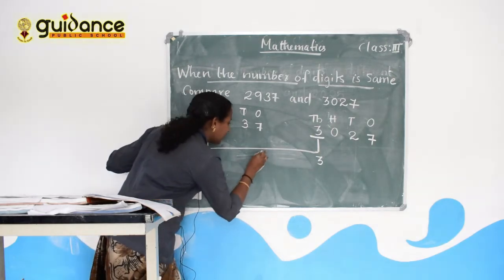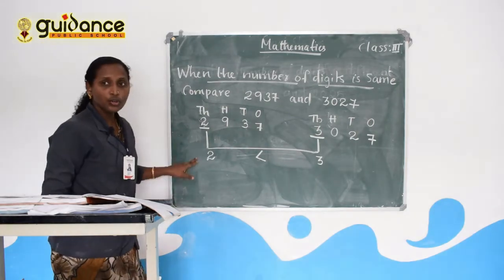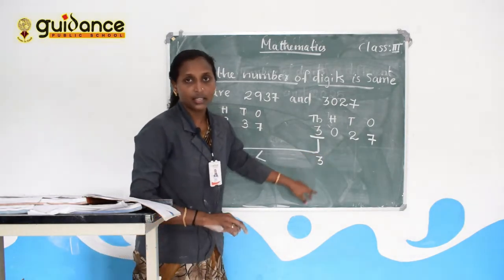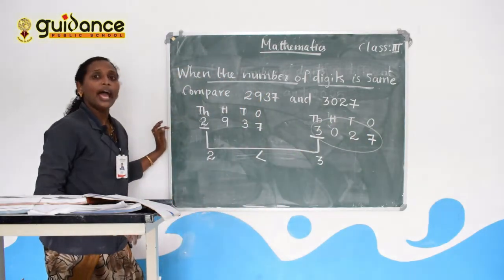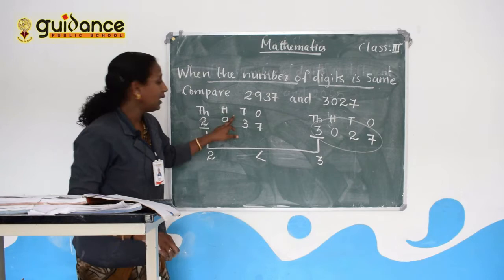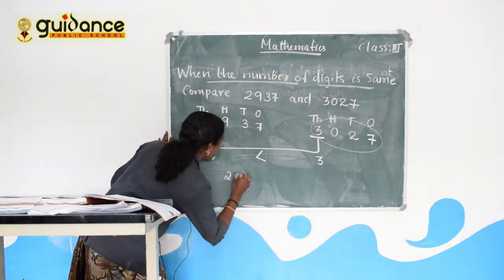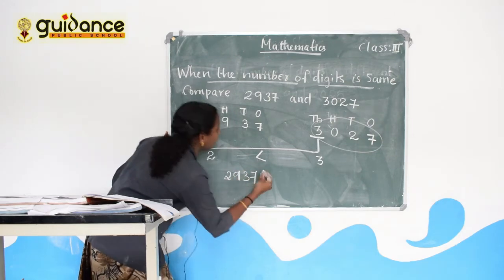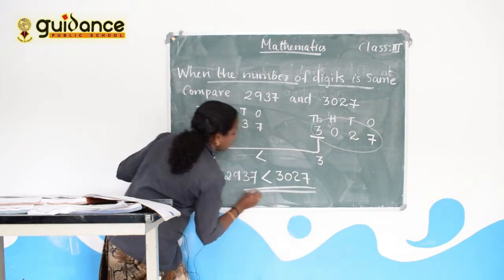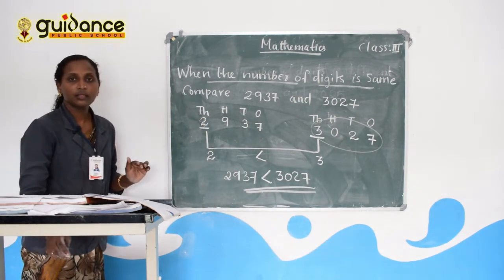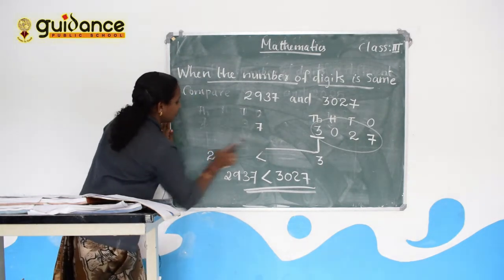That means we will say that 2 is less than 3. That means this is the bigger number as compared to 2937. So write 2937 is less than 3027. Okay?